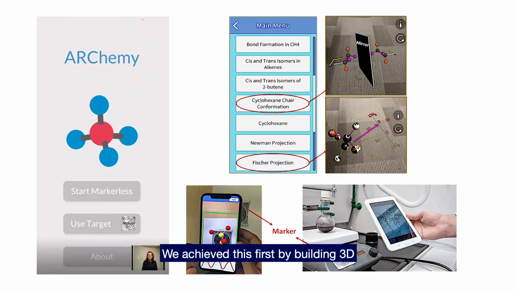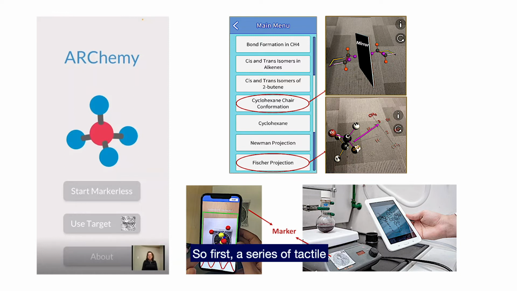We achieved this first by building 3D interactive animations and augmented reality images of the different molecular structures and conformations, and then we, as the first group at the University of Toronto, developed an app called Archimede that allows the visualization of these 3D images in augmented reality space specifically for chemistry.